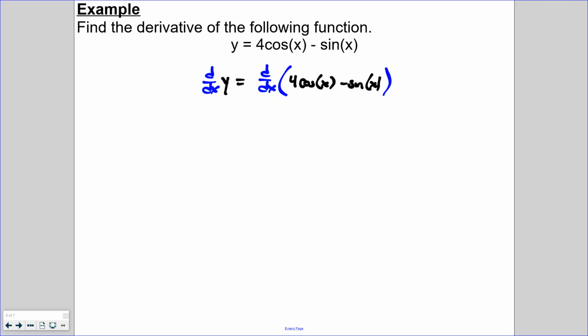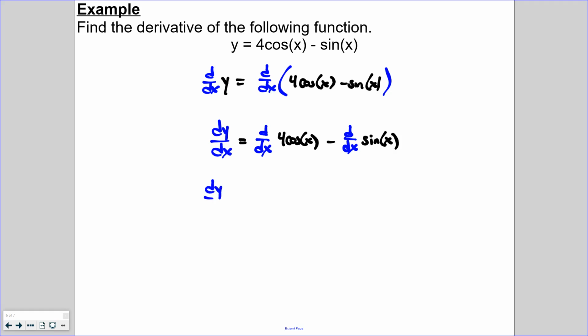And as we saw before, if we want to take the derivative of y, that's just going to be dy over dx. And again, this implies that the derivative has been taken. Well, now we have the derivative of 4 cosine of x minus sine of x. And we know that if we have addition or subtraction, we can take the derivative of each piece individually. Meaning we're going to do d dx of 4 cosine of x minus d dx of sine of x.